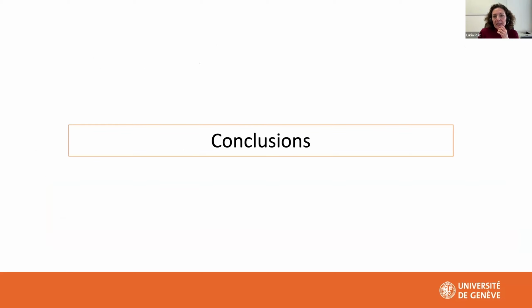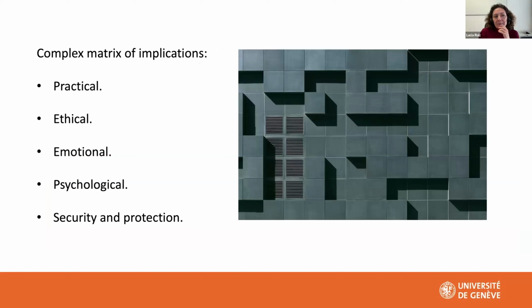So I would like to mention a few conclusions after having identified all these commonalities based on all these studies. The main conclusion for me is that interpreting in a conflict zone is extremely challenging. Well, I'm sure we all agree on that. There is a very complex matrix of implications. So practical, of course, everything that is related to the interpreting technique, etc. But there is a very important ethical part. So the ethical implications of interpreting in a conflict zone.